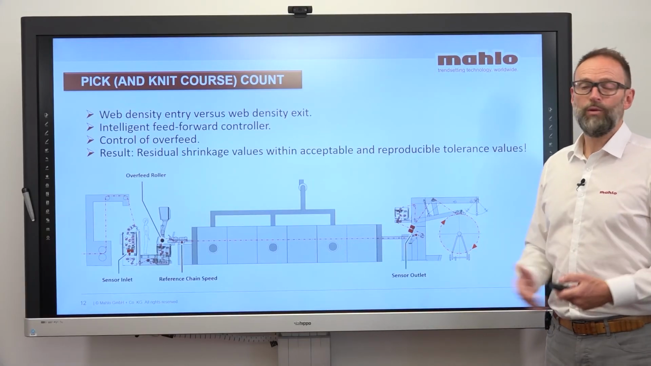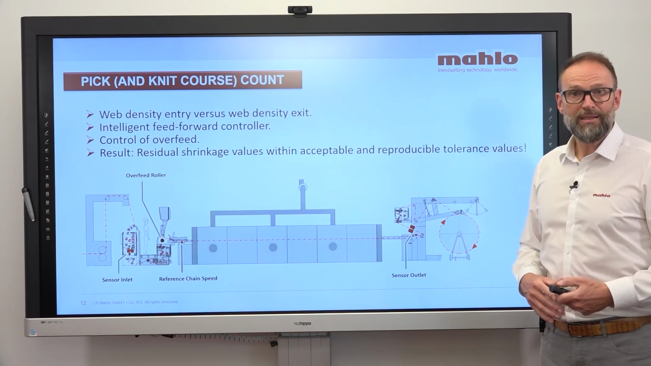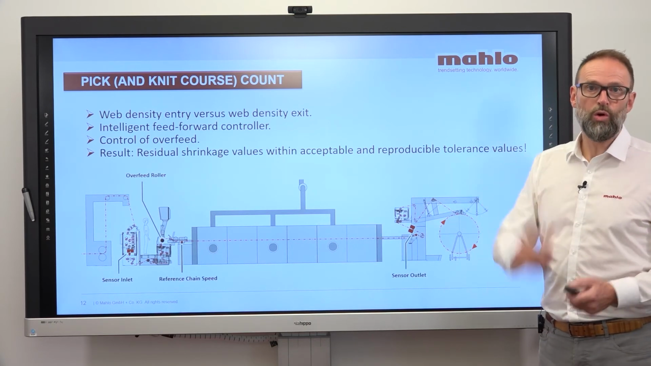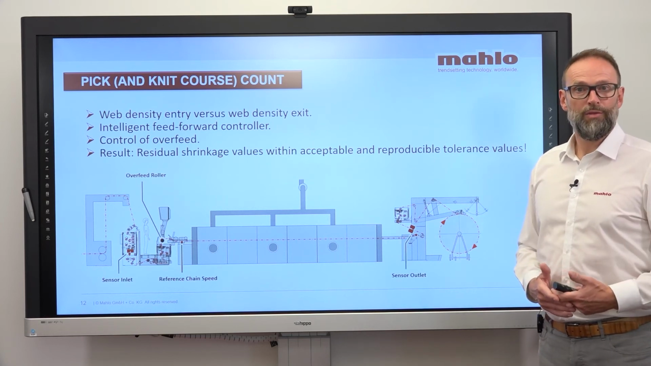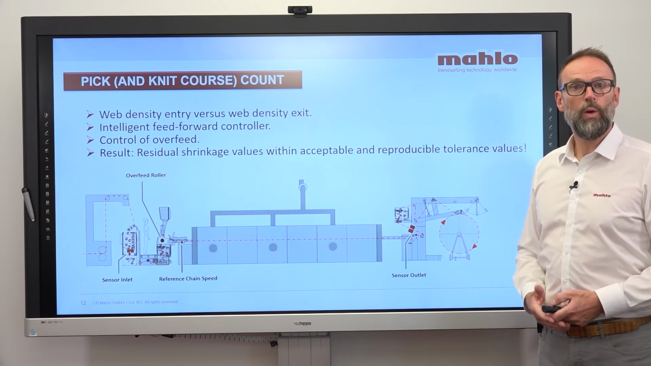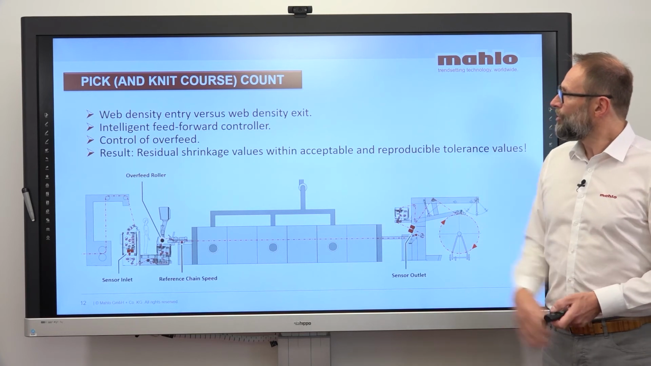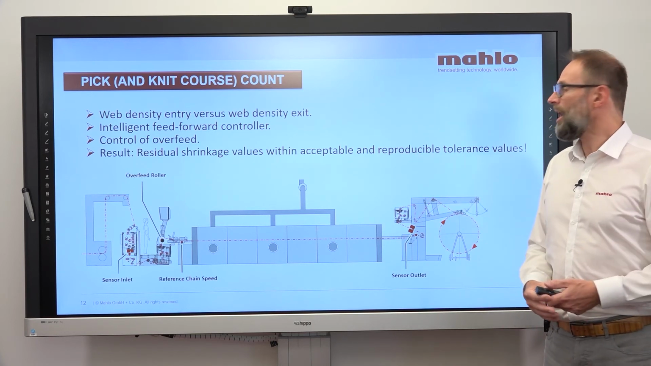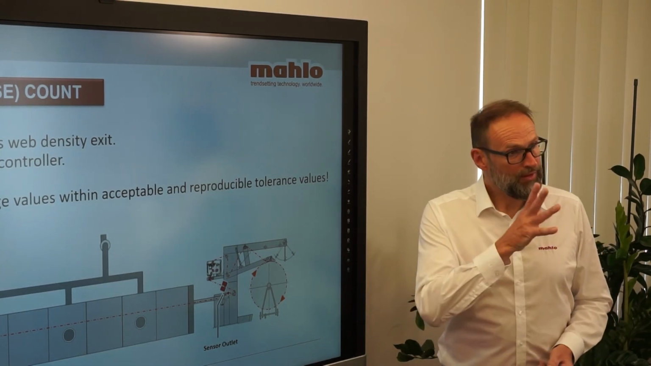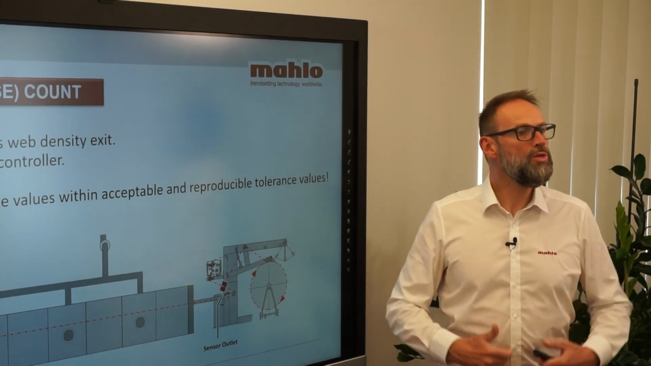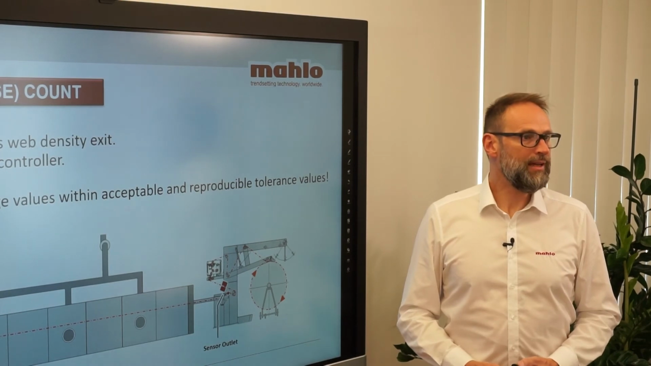So again, a quick rundown. The web density at entry and the density at the exit are quite important to control the overfeed accordingly, and this overfeed control makes sure that you have always the right density and therefore also the right residual shrinkage, and so the values are always within an acceptable target, and make sure that the t-shirts that you produce will not be only with your kids in the future but stay as they are.